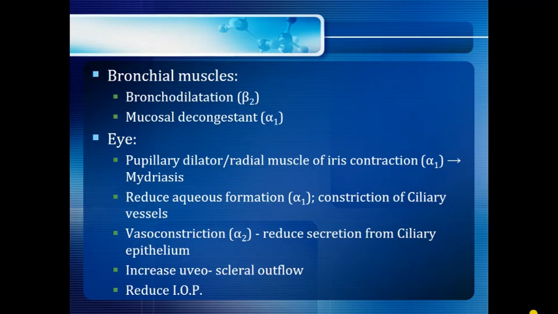What is the action on eye? The pupillary dilator or radial muscle of the iris will be contracted with alpha-1 action, which would lead to mydriasis. There will be reduced aqueous humor formation and constriction of the capillary vessels. Reduced aqueous humor formation is mainly under the influence of alpha-1 receptor.